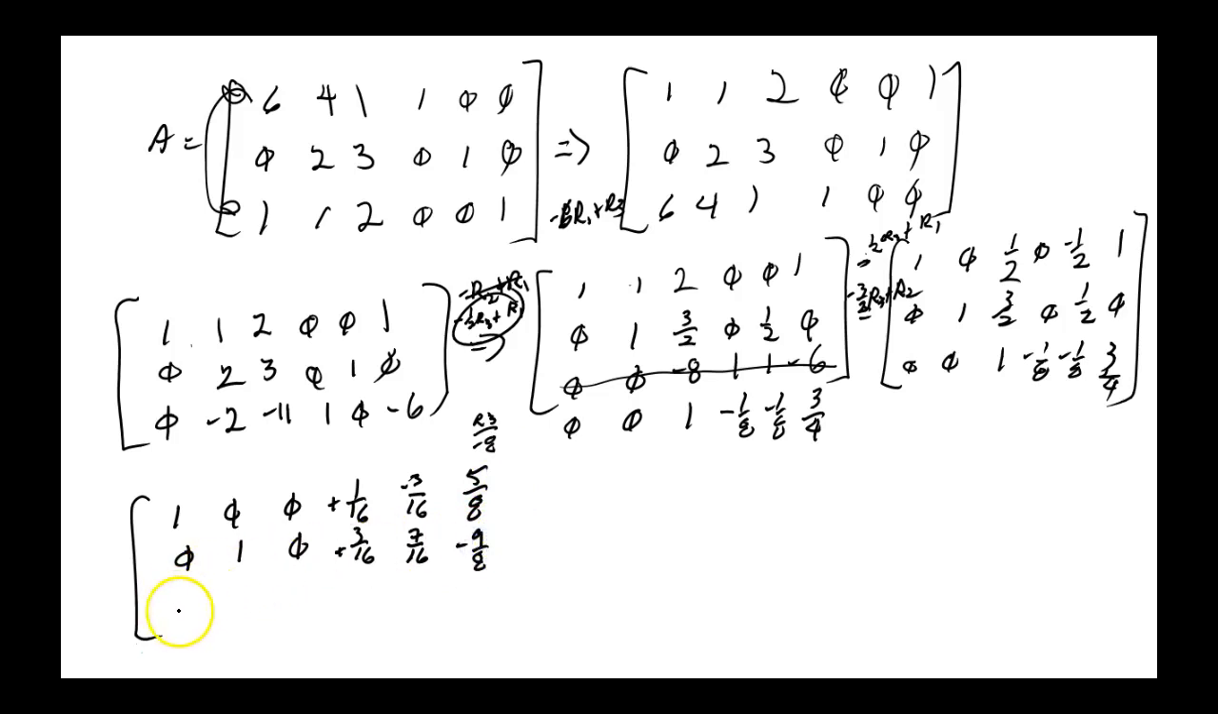Okay? And then the last one is 0, 0, 1, 1, negative. No, I got off. Okay. All right, I'll get it in a second. Negative 1/8, negative 1/8, 3/4.